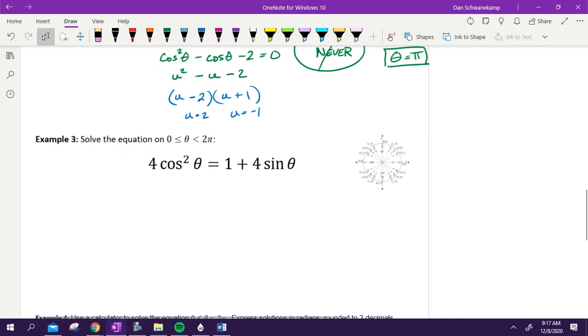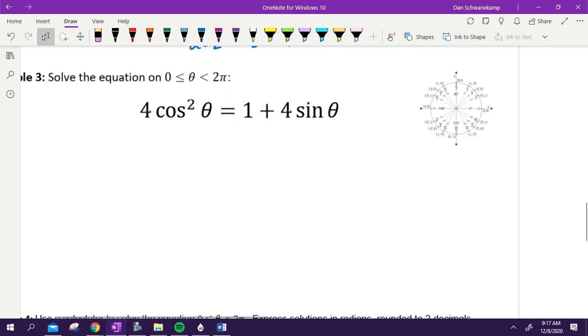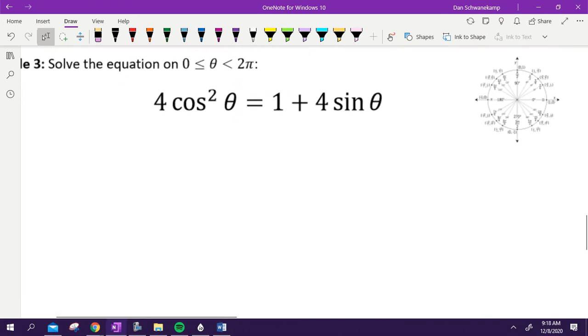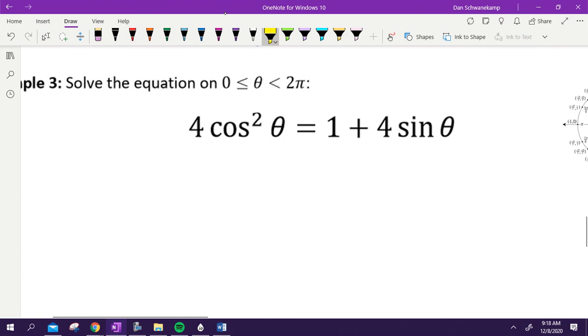Let's try one more. Okay, example 3 here. Solve the equation on the interval from 0 to 2 pi.